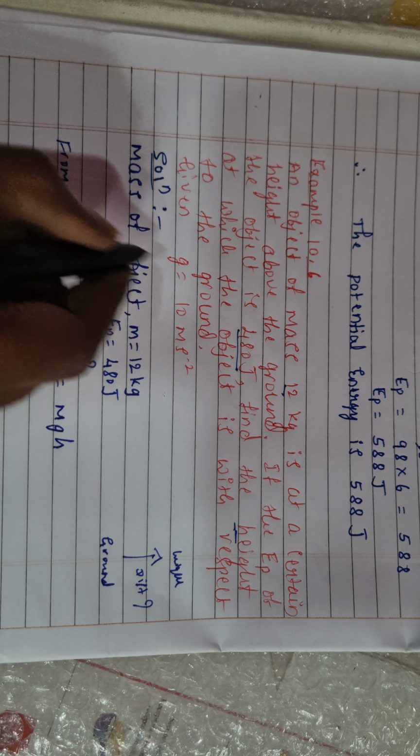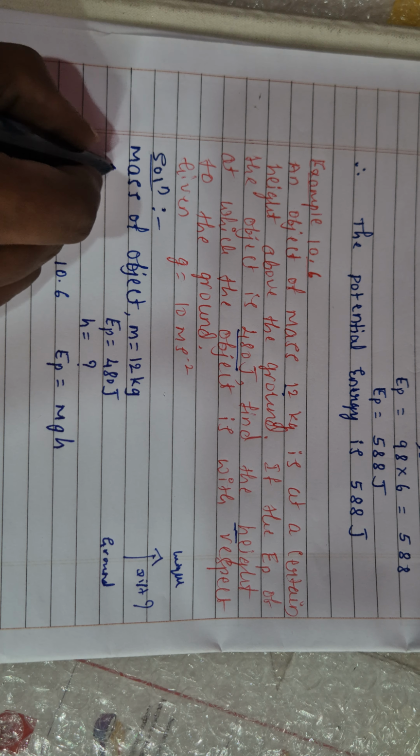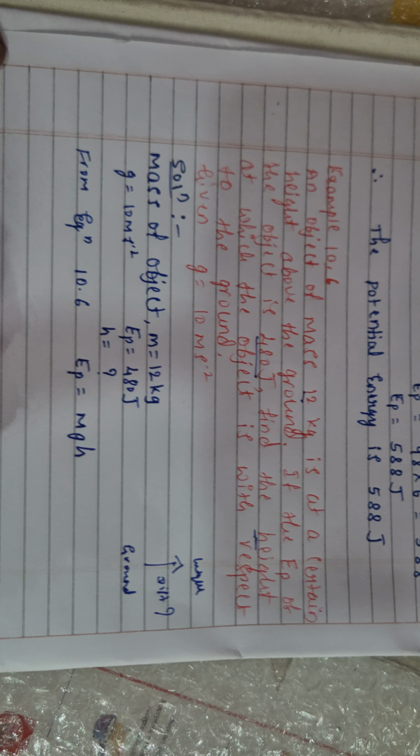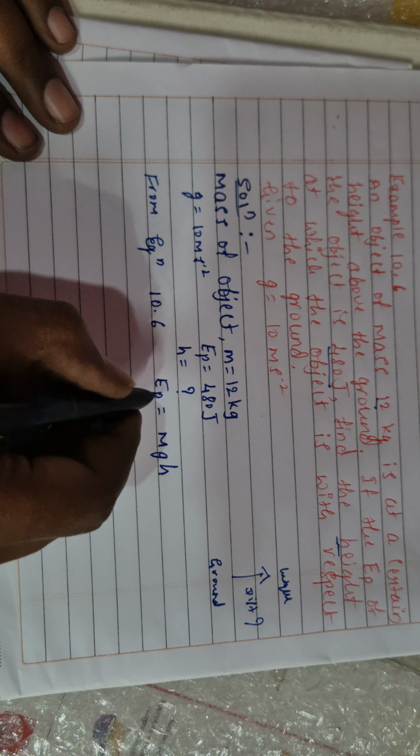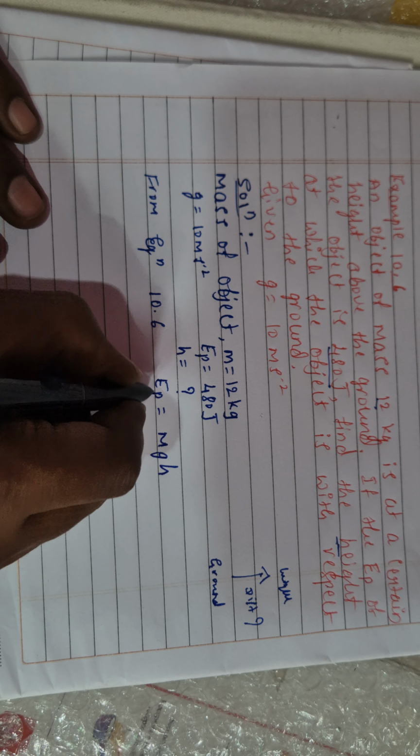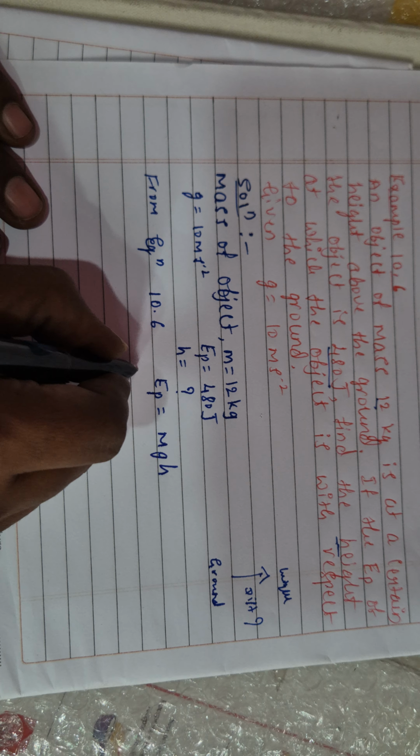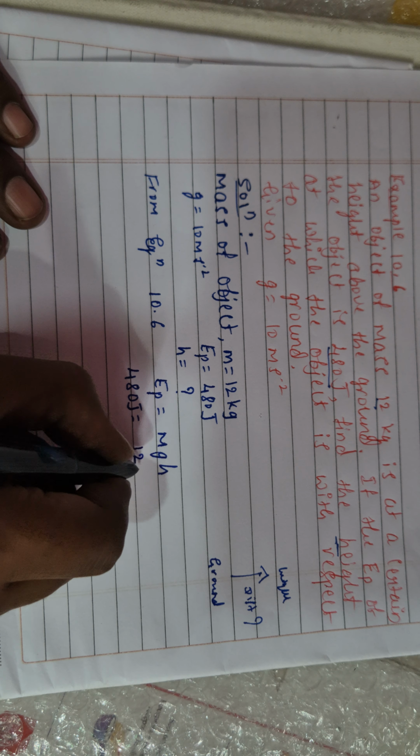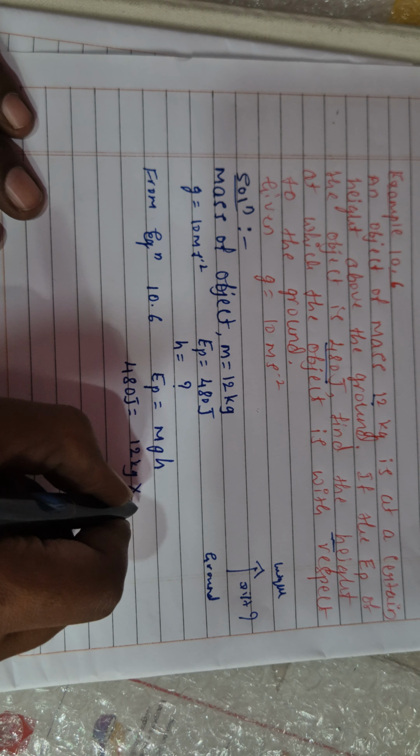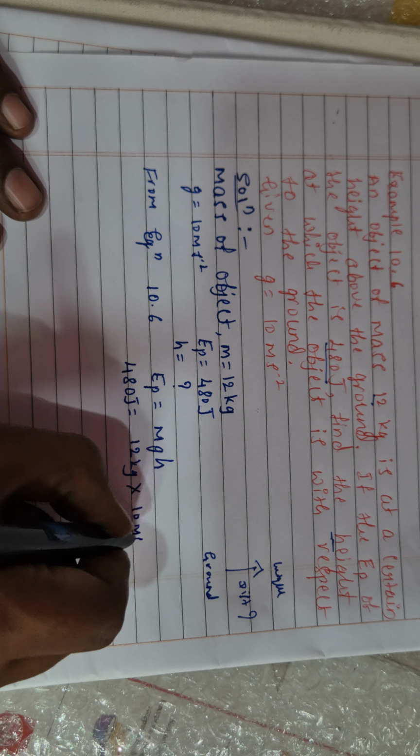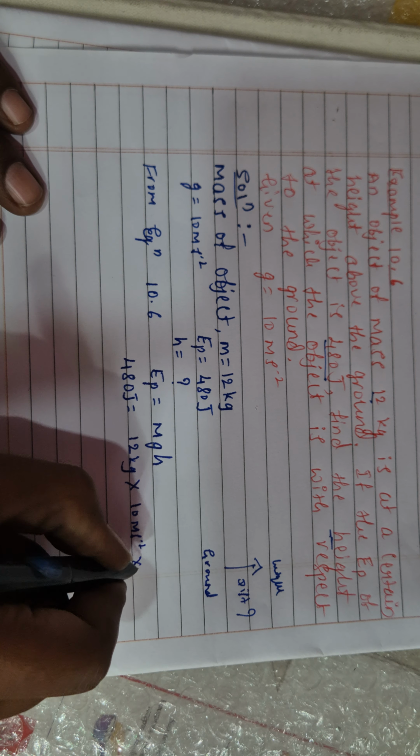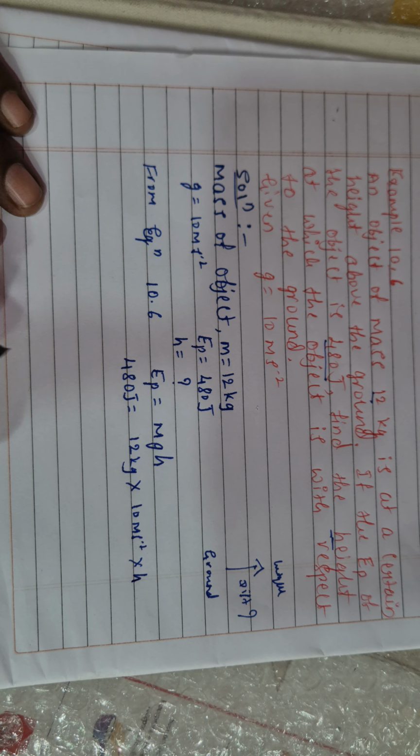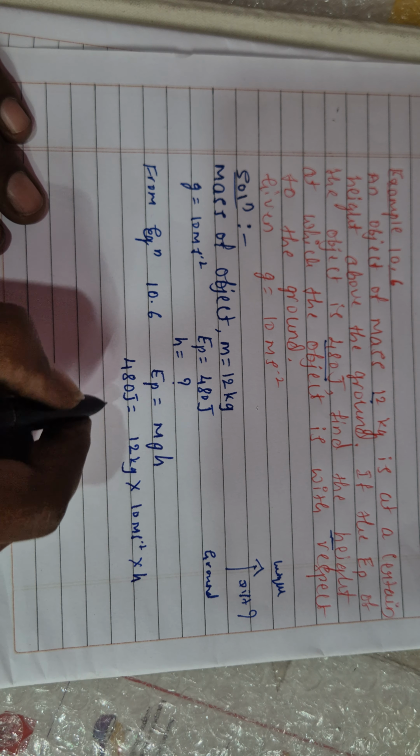Here they have given g. G is 10 meters per second squared. Now we find it from this equation. Potential energy is 480 joules, which is equal to mass 12 kg into gravity 10 meters per second squared, into height. We don't know the height, so we just write h.